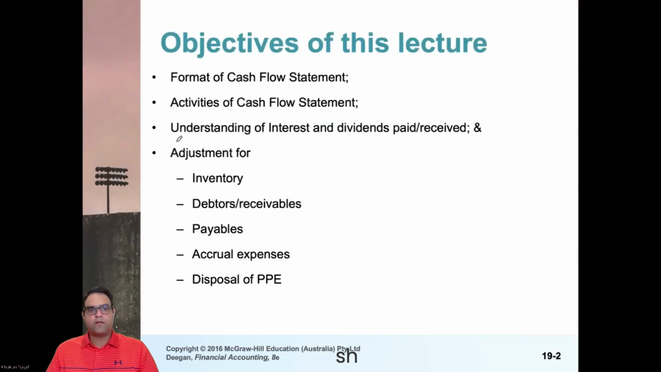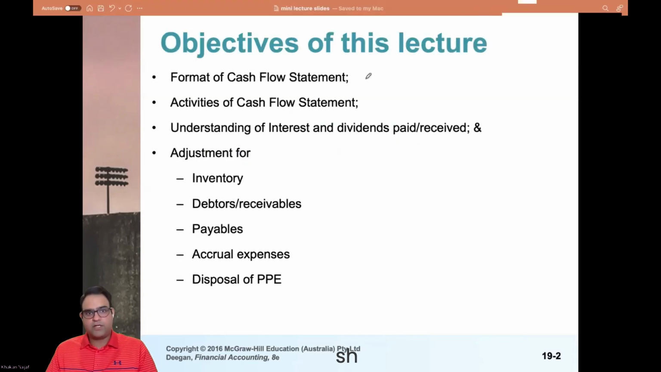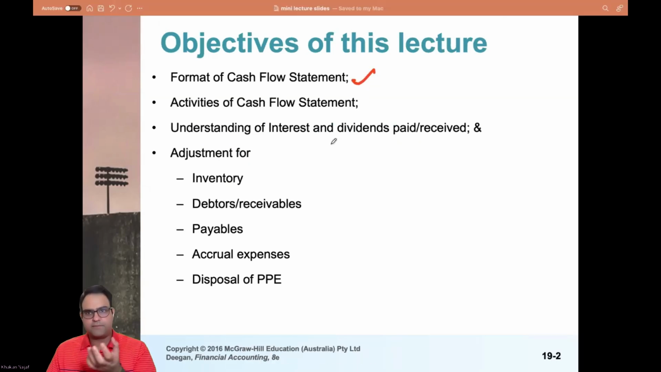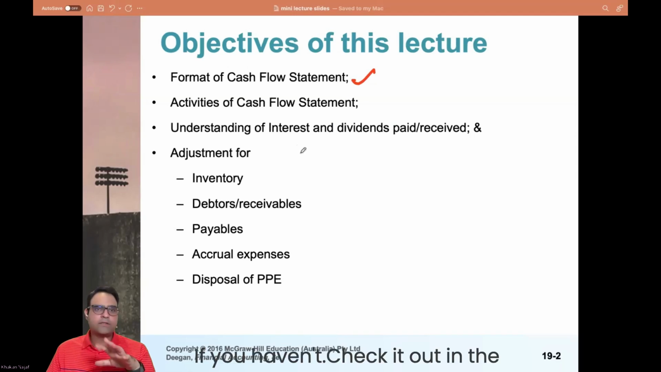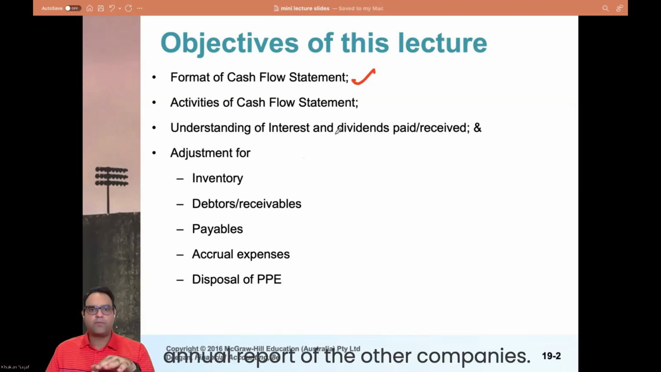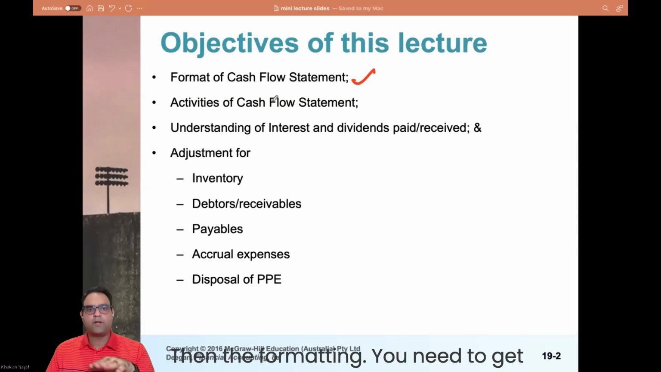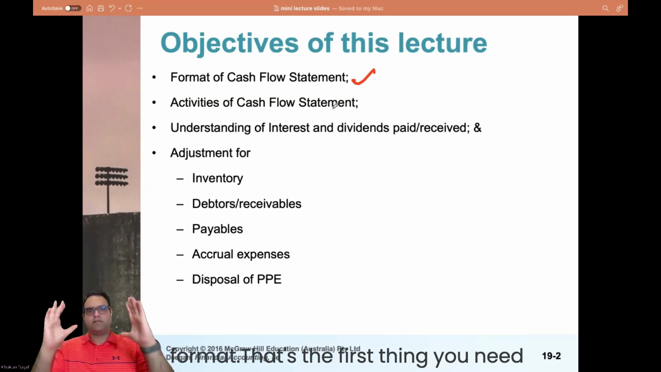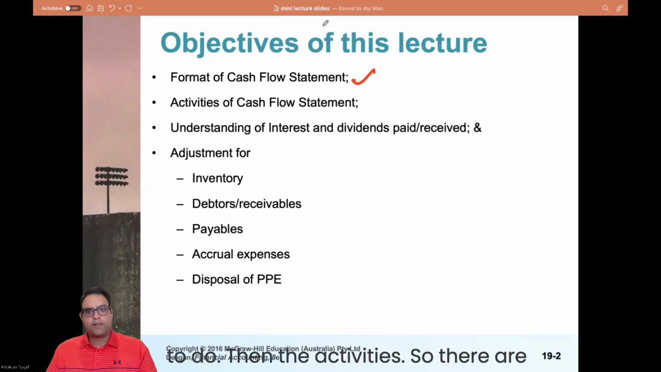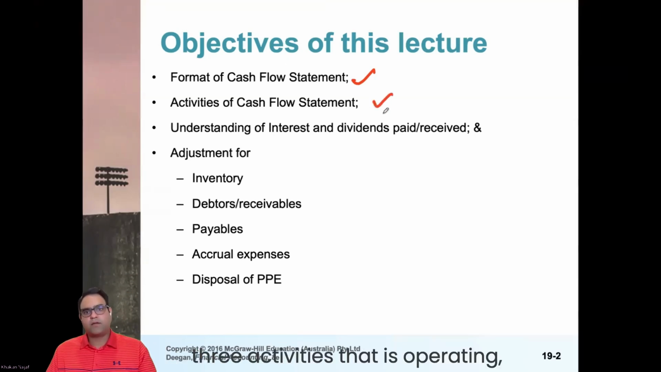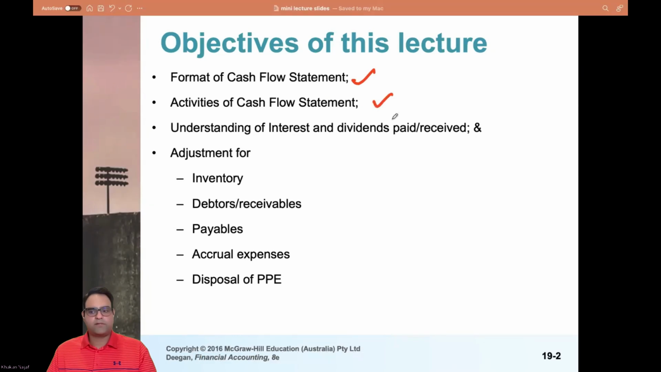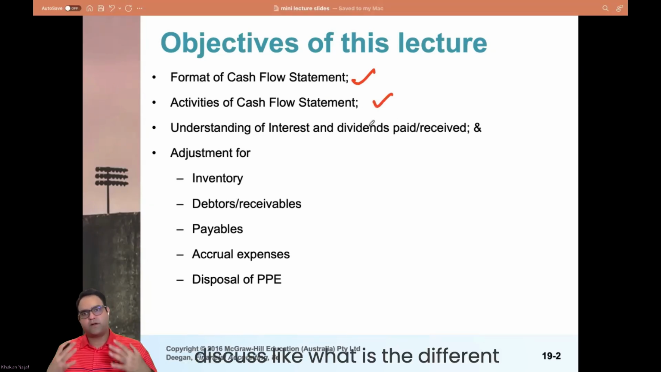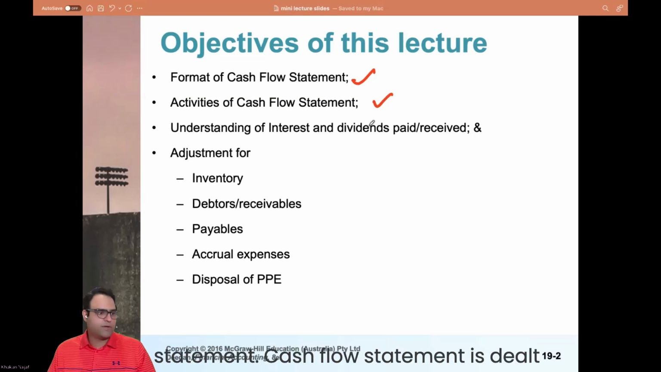The objective of this mini lecture is to make you understand how the cash flow statement looks. If you haven't checked it in the annual reports of other companies, you need to get familiar with the overall formatting. That's the first thing you need to do. Then the activities: there are three, operating, investing, and financing. We will discuss the different components included in the cash flow statement.